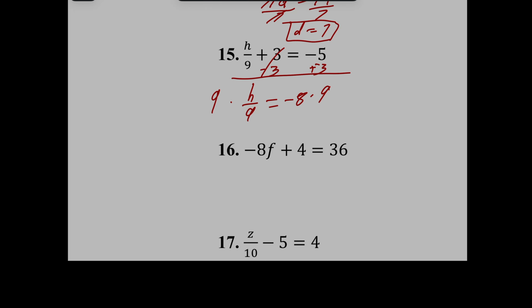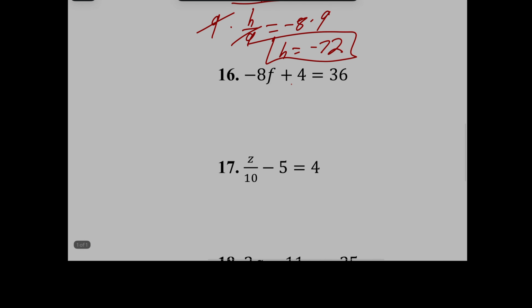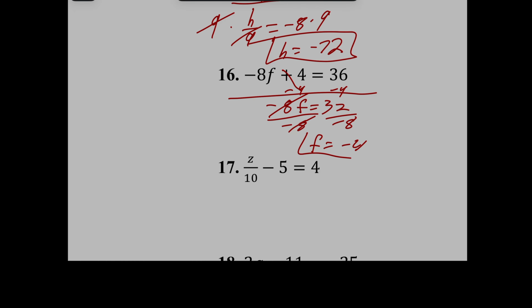Multiply each side by 9. Boom, boom. Die, die. H equals -72. Okay, number 16. We're going to subtract 4 from both sides. Boom. They go away. -8F equals a 32. I'm going to divide each side by -8. Boom, boom. F equals -4.